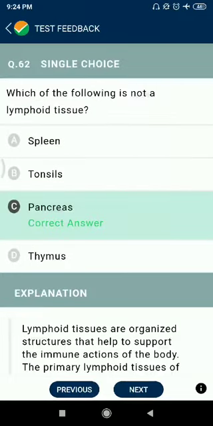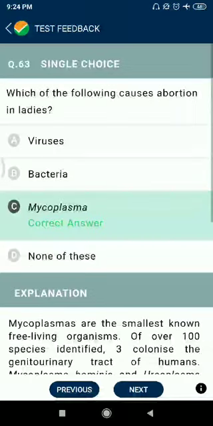Question 62. Which of the following is not a lymphoid tissue? Pancreas. Spleen, tonsils, thymus are lymphoid tissues. Question 63. Which of the following causes abortions in ladies? Mycoplasma.